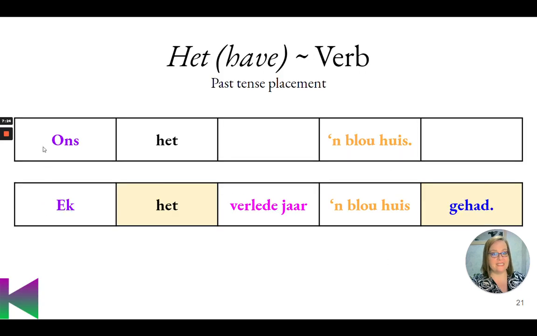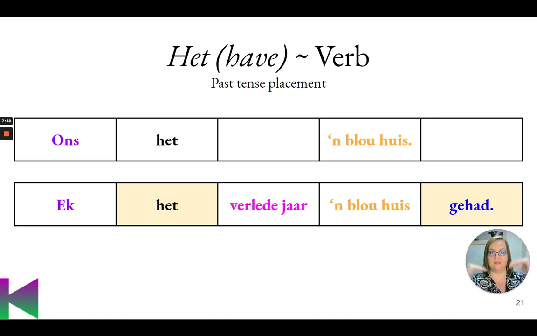Okay, present tense for het. Remember, het in present tense is I have. Ons het 'n blou huis. We have a blue house. So now, do you see this het? Don't think it means past tense unless you see the ge-verb. Do you see a ge-verb in this first row? No. So it just means have.